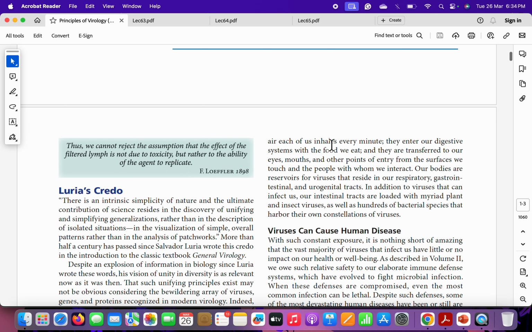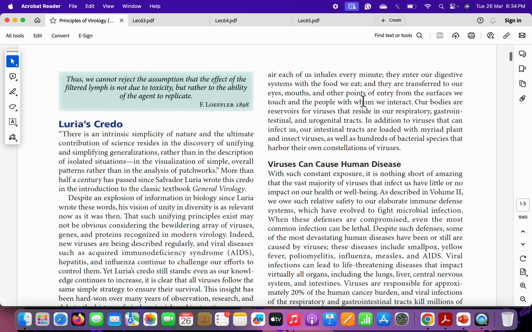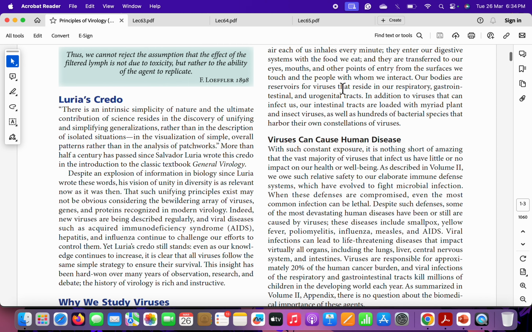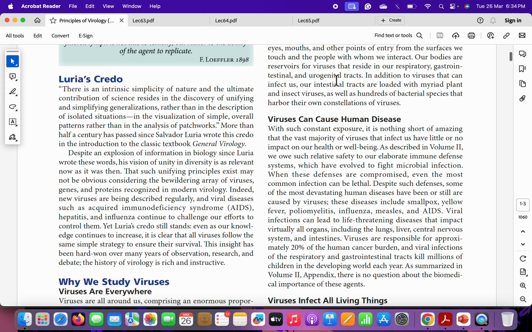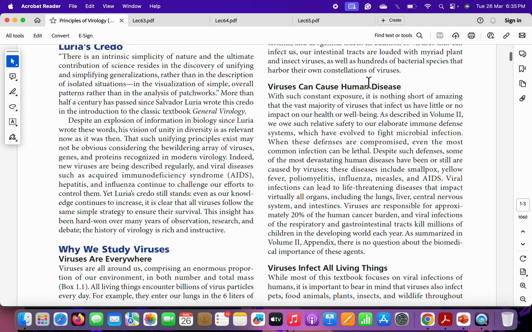We inhale a lot of viruses every minute. They enter our digestive systems with the food we eat. They are transferred to our eyes, mouth, and other points of entry. Our bodies are reservoirs for viruses that reside in our respiratory organs, gastrointestinal, and urogenital tract. In addition to viruses that can infect us, our intestinal tracts are loaded with myriad plant and insect viruses, as well as hundreds of bacterial species that harbor their own constellations of viruses.